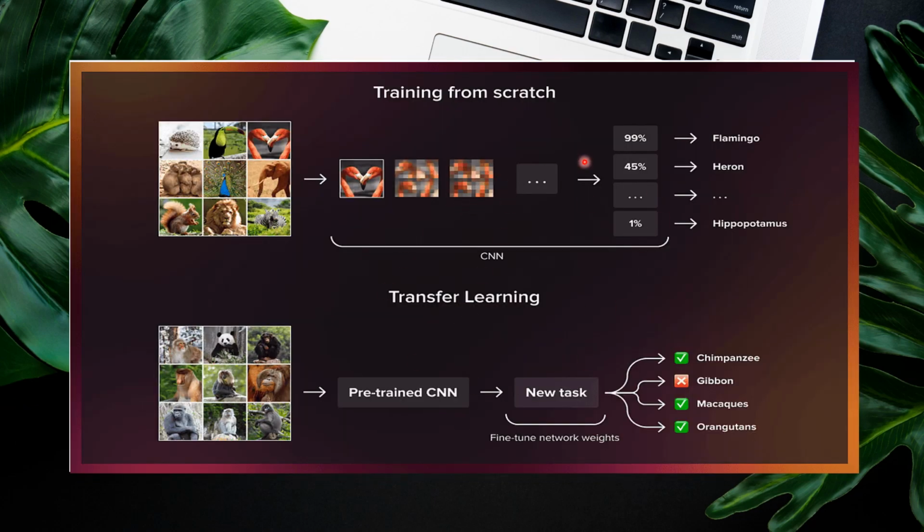Now comes transfer learning. Transfer learning is a powerful machine learning technique that allows you to leverage the knowledge gained from training one model to another similar model.